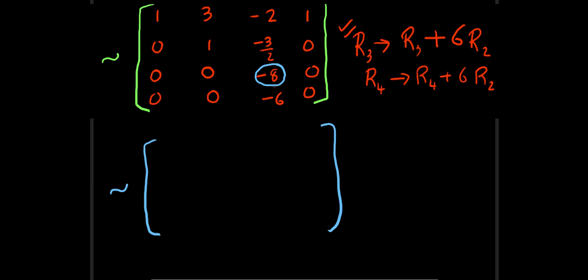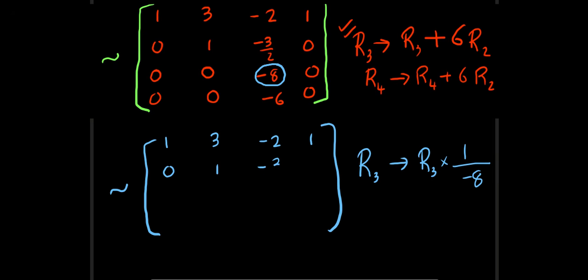So look at this. My target is in the third row. So I'm going to write R3 changes to R3 into 1 by minus 8. So there will be no change in the first row. The second row also remains the same. And the third row 0, 0, it becomes 1 and 0. And the last row minus 6 and 0.